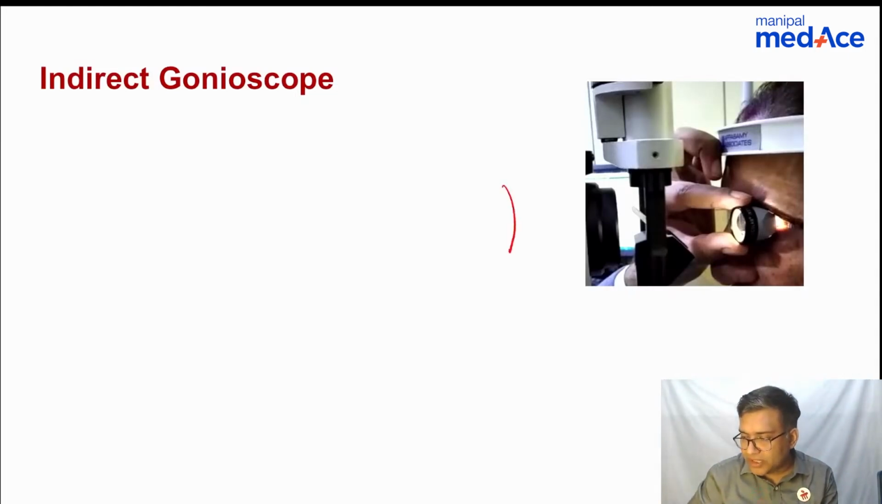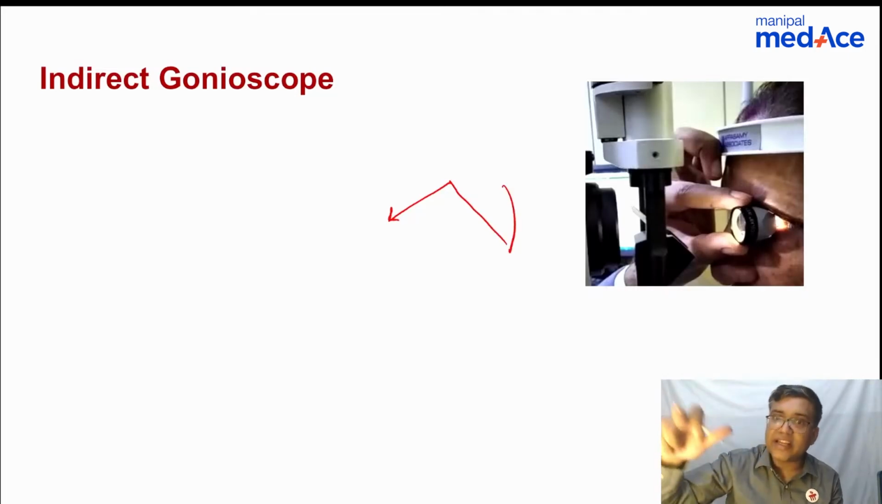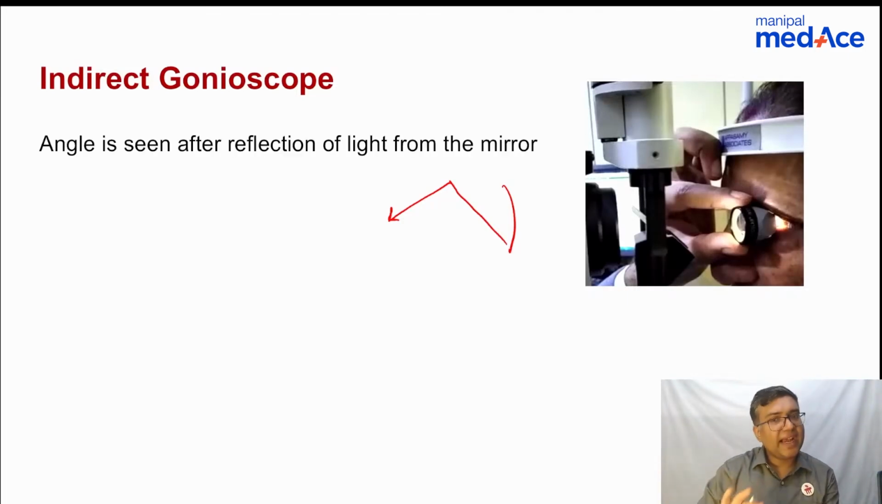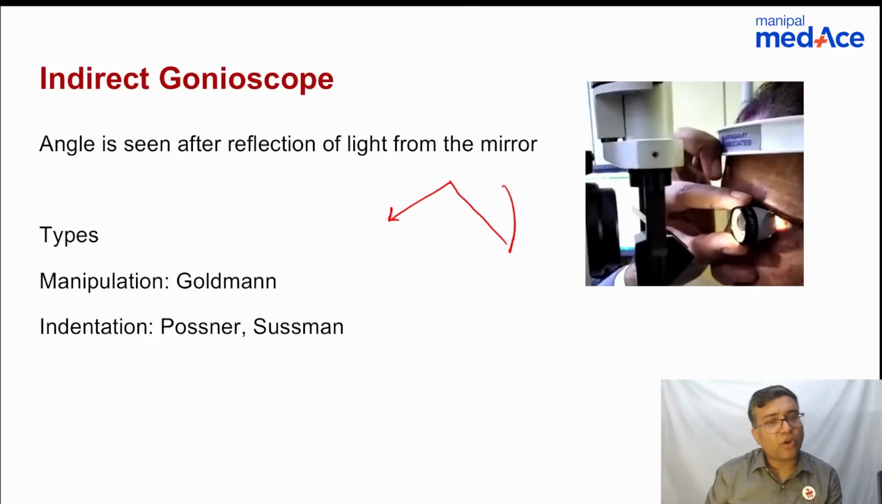Light is going like this and then gets reflected. So superior means inferior and inferior means superior. That is why it is called an indirect gonioscope, because the angle is seen after the reflection from the mirror. And these are of two types: either you can do a manipulation or an indentation. Do not go into the details of manipulation and indentation, but remember the lenses are the Goldmann lens and the Posner-Zeiss lens. The lens I am using here is the Posner-Zeiss lens, with which I am doing an indirect gonioscopy.